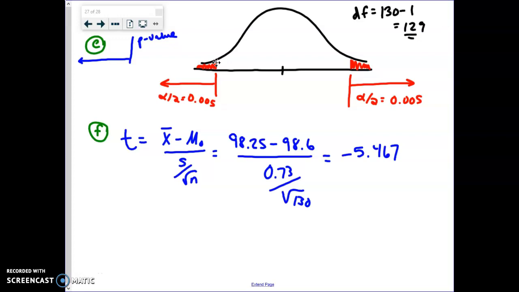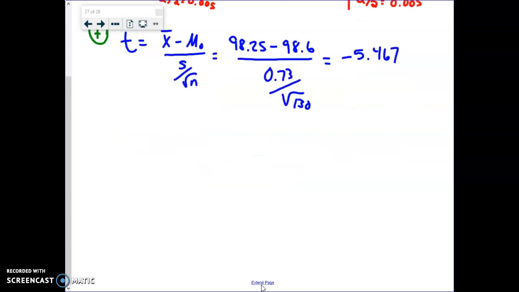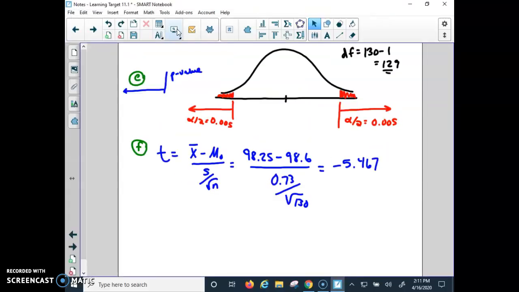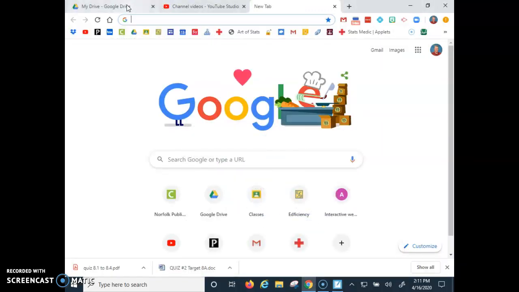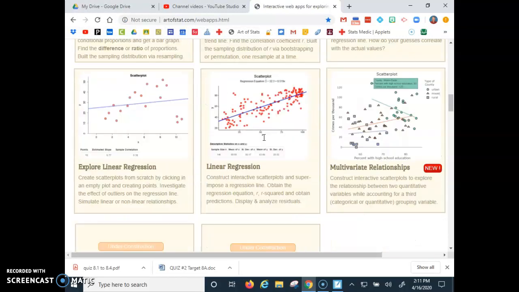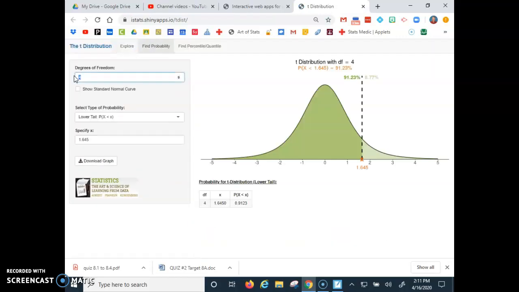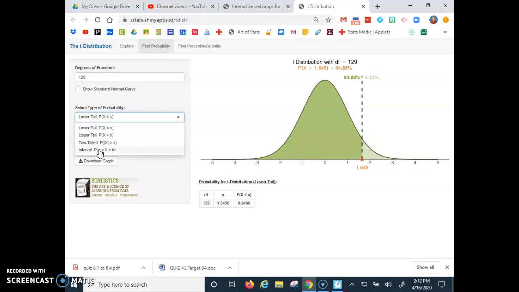So let's go ahead and go to our stat app to see how far out we are. All right, what's our p-value? Minimize this. We're going to go to our stat app. We're going to go to normal distribution. Find a probability. Now remember, our degrees of freedom was 129. Don't use 130 there. This is a two-tailed test.